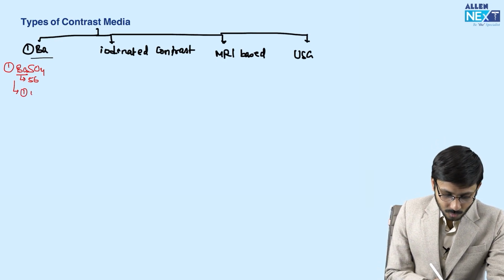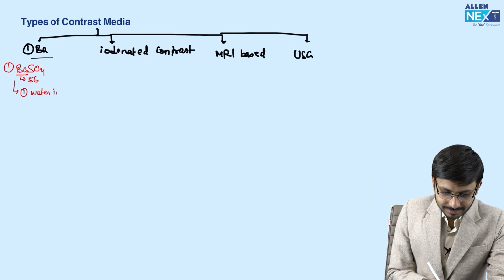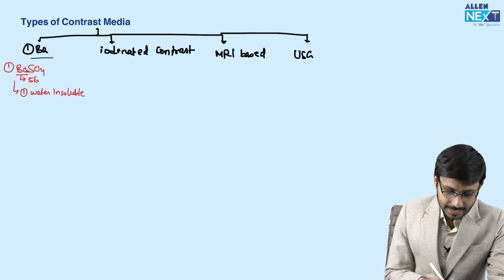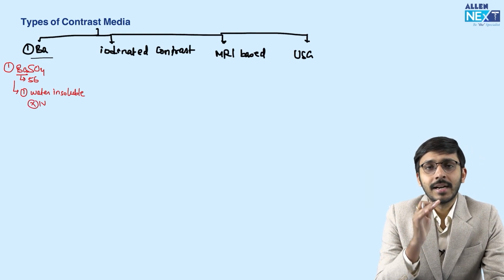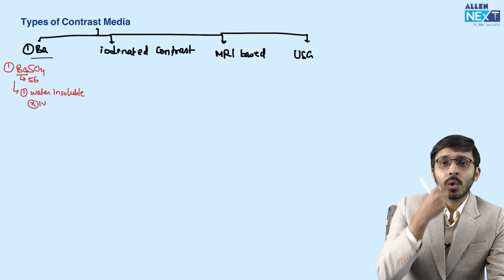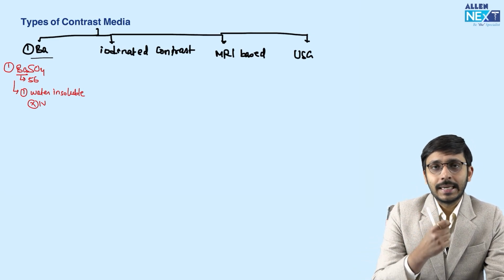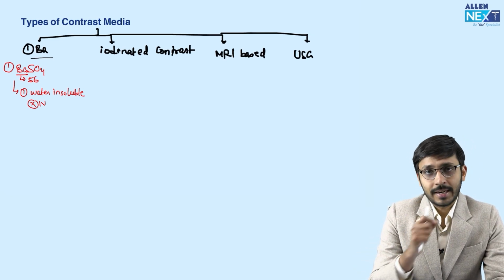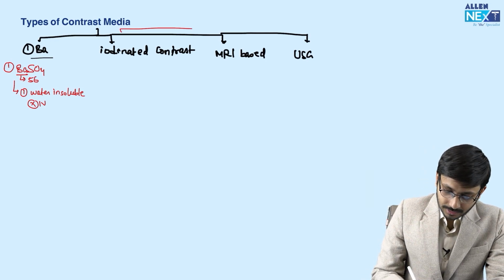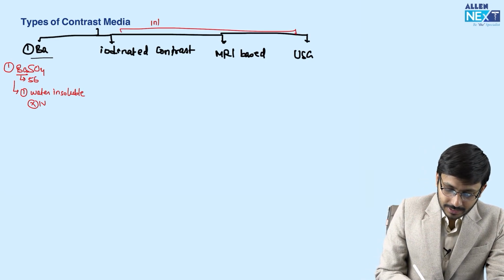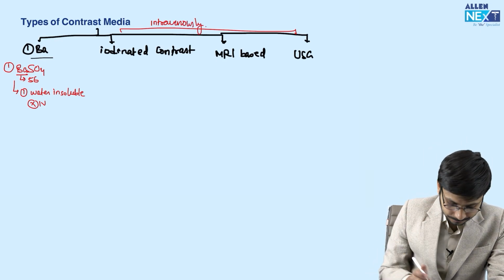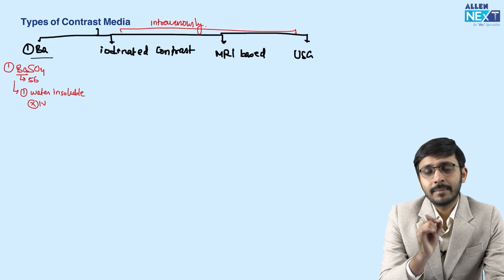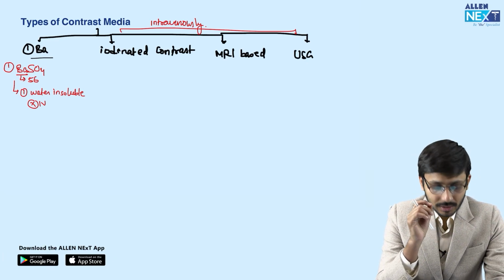First, it is water insoluble. It is an insoluble contrast media. Hence, it cannot be used IV. It cannot be used as an IV contrast agent. It can only be used as an orally or a rectally administered contrast agent. So this is very important. Rest all the other contrast media can be used intravenously. That is, they can be used IV because they are water soluble. So the first pointer with regard to barium is that it is water insoluble.